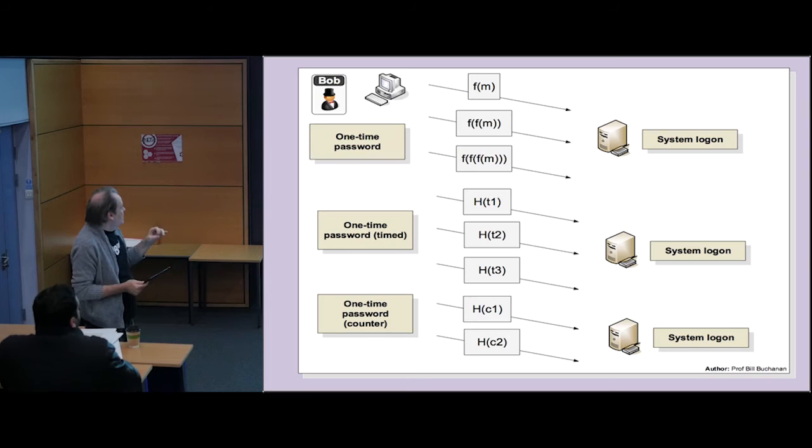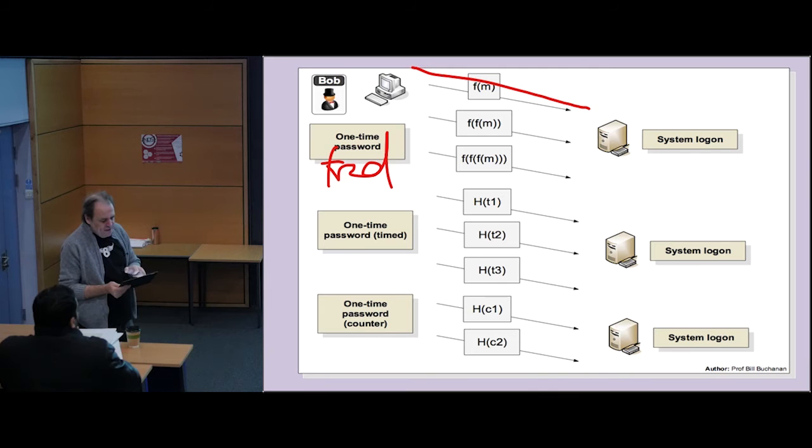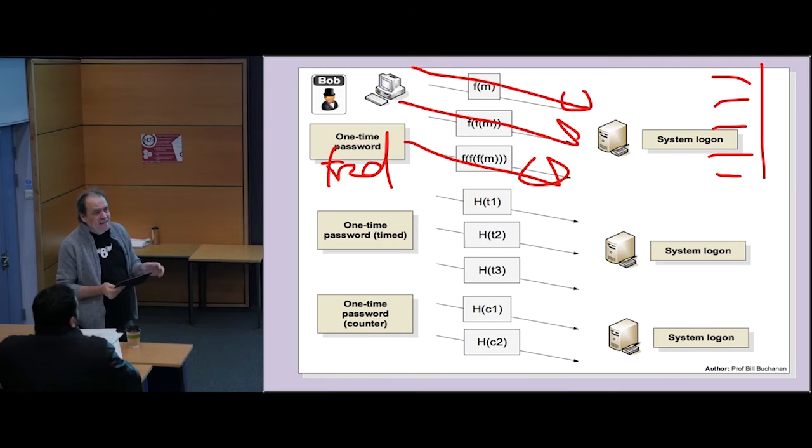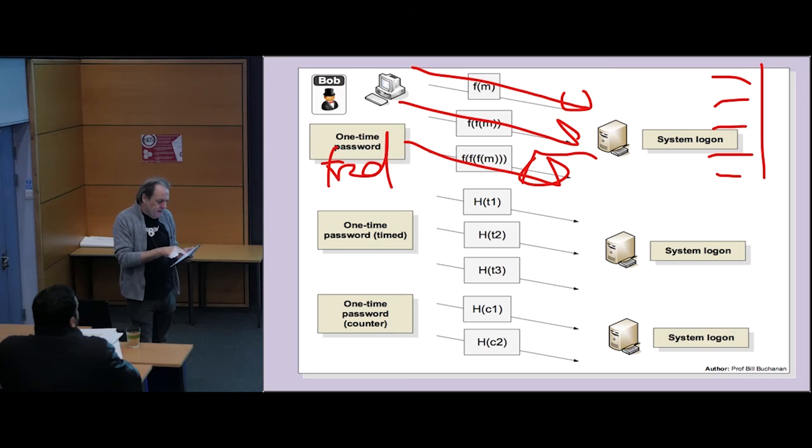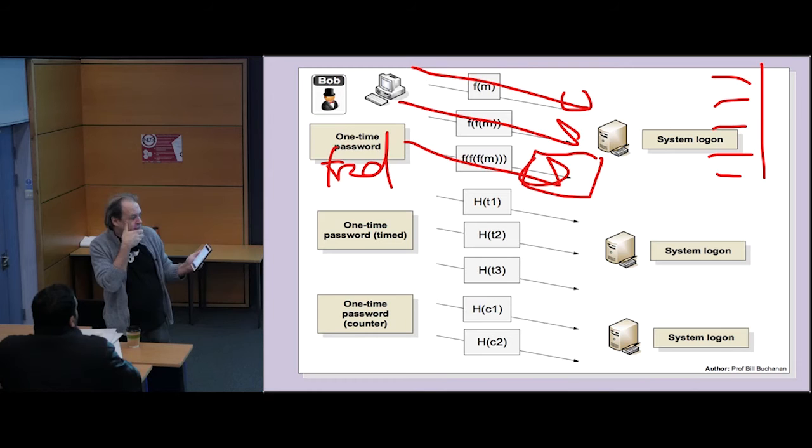With a one-time password, I register my password of Fred, and then I hash it, and that's my first password. I then hash it again, that's my second password. I hash it again, and that's my third. As long as the system is keeping track of every single time that I log in, is it possible for an intruder to find out what the next password is at that stage?